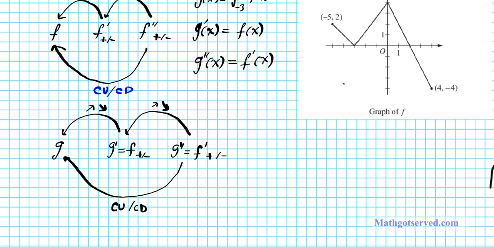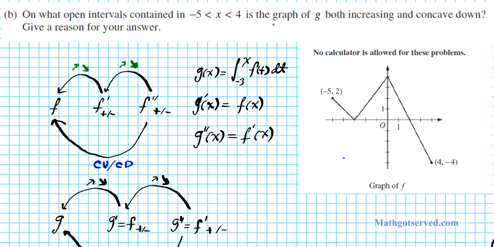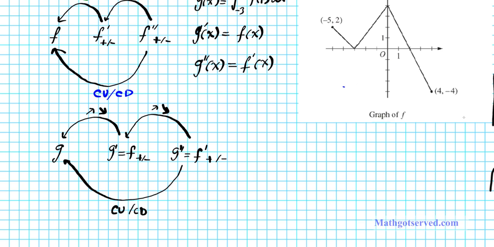So for this problem, we're told to find the intervals where G is increasing and concave down. Let's look at it. G is increasing. Which connection is increasing or decreasing? It's just one derivative, right? So G is increasing when G prime, which is equal to f, is positive, or greater than 0.